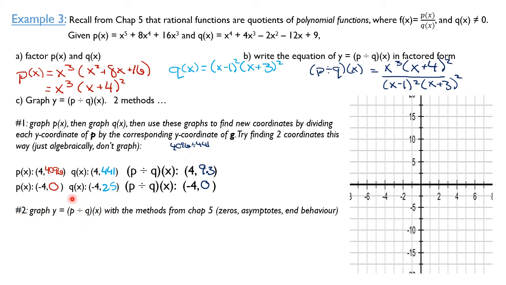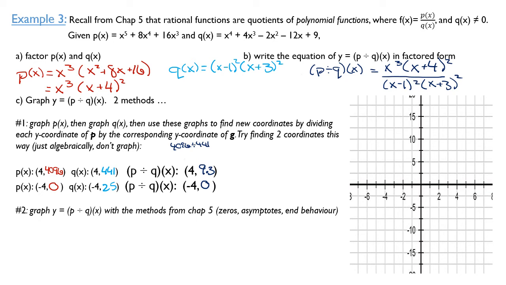We're going to just graph this function right here because we know how. We've been graphing this and it's a great review for us. We're going to use the methods from chapter 5. Remember those zeros, asymptotes, end behavior, all that sort of thing. So this step now, we're going to just jump right into graphing this piece right here. That's the method we're going to use. So let's start with the zeros.